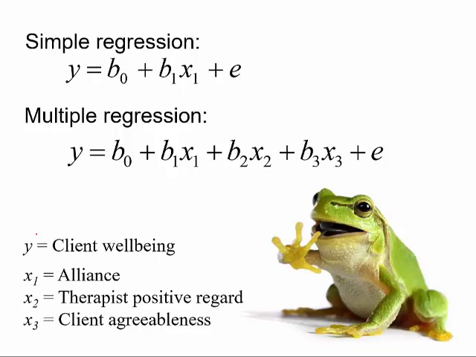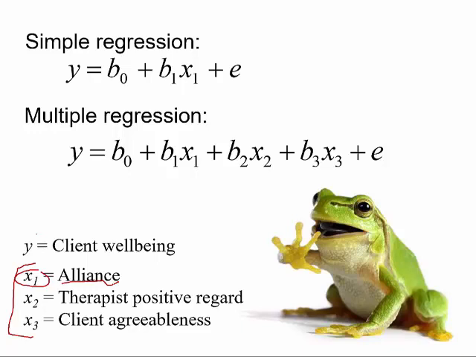So we might ask the question: what are things that might occur during therapy that could predict client well-being at the end of therapy? What are the processes during therapy that might predict client well-being? I have here 3 possibilities, 3 different predictors that we might want to consider in a study. Here x1 is alliance. That is, to what extent does a client feel like he or she has a positive alliance with a therapist?